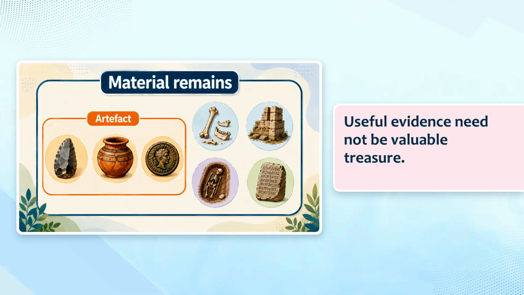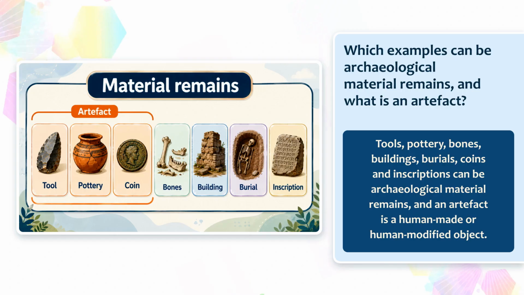The evidence board corrects a common assumption. Useful evidence need not be valuable treasure. A pot fragment, wall, or bone can matter because of what it helps us investigate. Use both the large board and the smaller artifact bracket. Which examples can be archaeological material remains, and what is an artifact? The board separates the broad group from its subset. Tools, pottery, bones, buildings, burials, coins, and inscriptions can be archaeological material remains, and an artifact is a human-made or human-modified object. The image provides the visible clues for this answer.